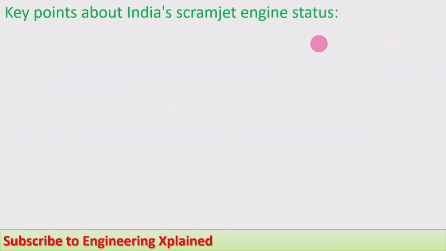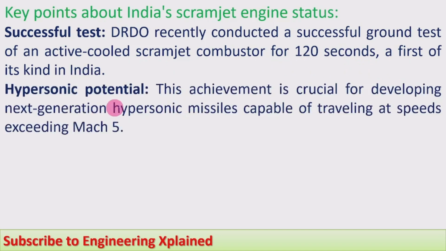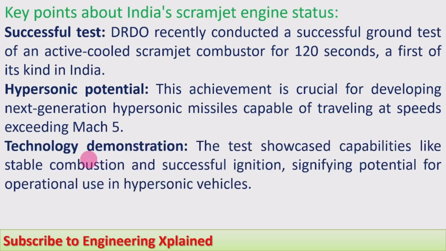Key points about India's scramjet engine status. Successful test: DRDO recently conducted a successful ground test of an actively cooled scramjet combustor for 120 seconds, a first of its kind in India. Hypersonic potential: this achievement is crucial for developing next-generation hypersonic missiles capable of traveling at speeds exceeding Mach 5. Technology demonstration: the test showcased capabilities like stable combustion and successful ignition, signifying potential for operational use in hypersonic vehicles.